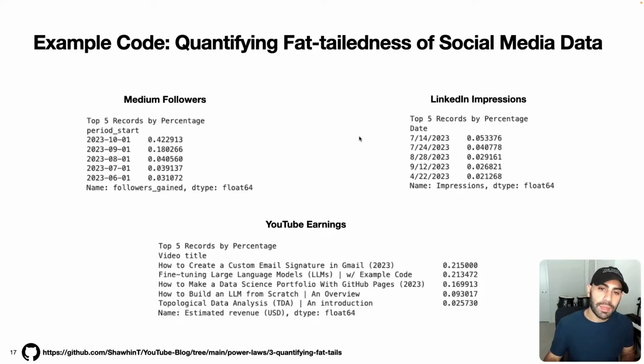So from this view, we might say that medium followers is the most fat-tailed, YouTube earnings is the next most fat-tailed, and then LinkedIn impressions are the least fat-tailed of the 3. However, let's make this a bit more quantitative by computing each heuristic for all 3 data sets.